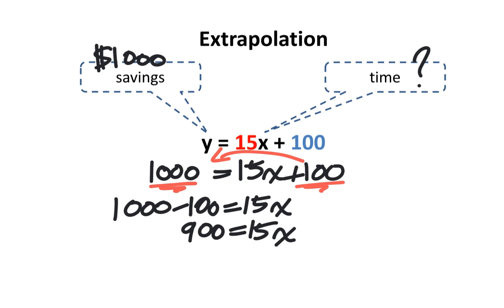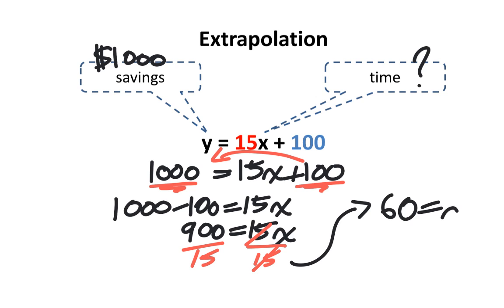At this point, you want to divide this by 15 because the opposite of multiplying something by 15 is dividing it by 15. And what you do to one side of an equation, you must do to the other side of the equation. These 15s are going to cancel out. And 900 divided by 15 simplifies to 60. So 60 is equal to x. Therefore, you will have to work 60 hours before you can buy your iPhone.